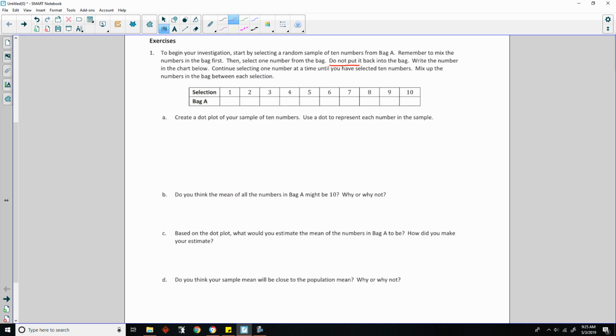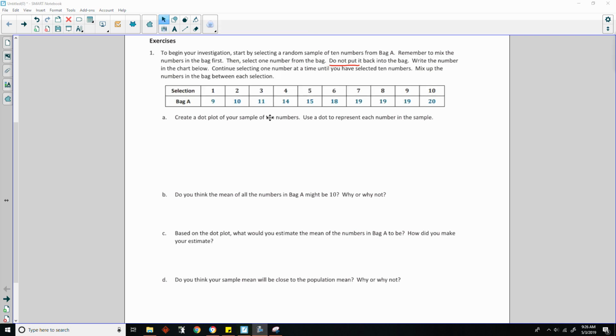Okay, so obviously I can't do a class setting in a video, so I'm just going to bring in an imaginary set of results in one moment. Okay, so here's my selection. The first time I drew a 9, then a 10, then an 11, then 14. Now these are put in order, by the way. This didn't happen in this order. This is called an array, A-R-R-A-Y, when something's put in order. Okay, so anyway, it says to create a dot plot for your sample of 10 numbers.